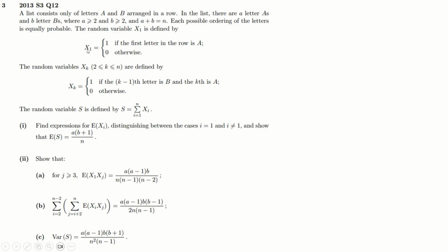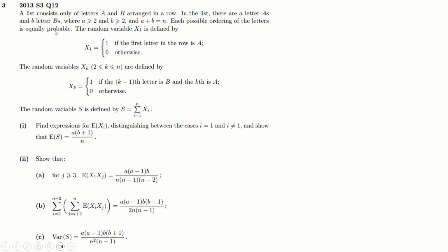Anyway, we have that x1 is equal to 1 if the first letter is an A and 0 otherwise. And then for every other letter, like x2, x3, x4, and so on, that's equal to 1 if the kth value is an A and the one before that is a B. So if it's x4, then you need the fourth one to be A, and the one before that would need to be B. Then it would equal 1, and 0 otherwise.